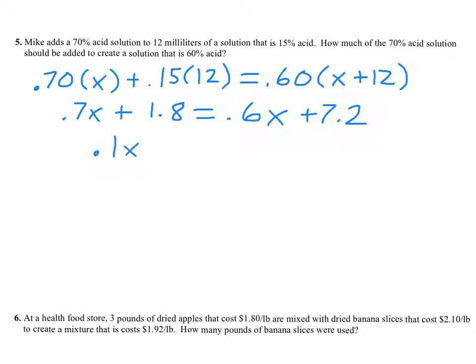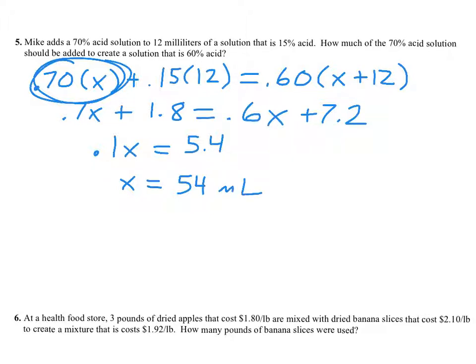0.1x equals 7.2 minus 1.8, which is 5.4. We multiply both sides by 10 to get x equals 54. Let's go back and check the question. They want to know how much of the 70% acid solution. Well, 70%, we had x of that, so that's our answer. Whatever x is, that's what they were asking for. So it's 54 milliliters.